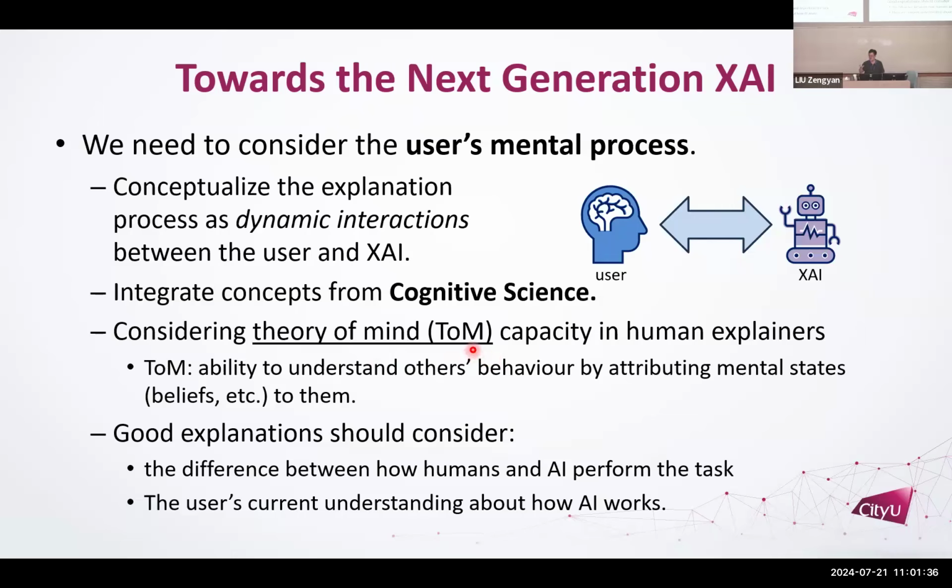Theory of mind is a capacity of a human or agent to understand the beliefs or attributes of another person when they're interacting with them. This is something that appears in children, and you can test it. Before a certain age, they're not able to do theory of mind tasks, and then after a certain age, they can do it. This is really an ability that happens through social interactions. So when we generate the explanation, we should generate according to the current user's understanding, which means the human's theory of mind of how the AI works. But we also need to understand how humans and AI perform the task differently, so we can present examples that are counterintuitive to the human.